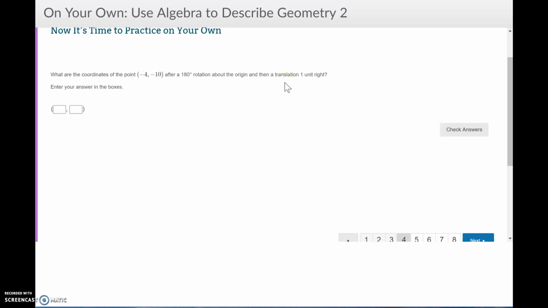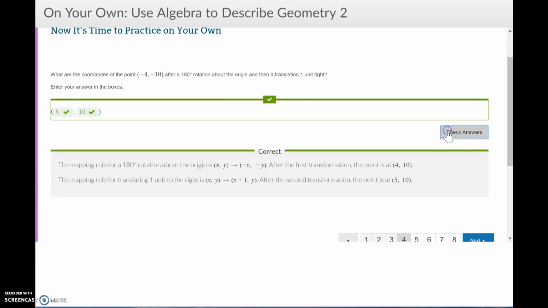A translation of 1 to the right. Left and right affect x, and 1 to the right is x plus 1. So we have positive 4 plus 1. That gives us 5. And then our positive 10. I did that right.